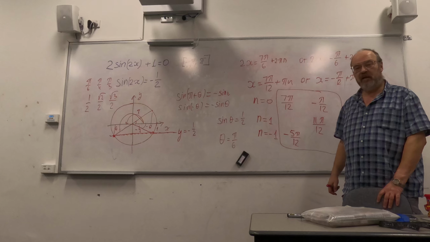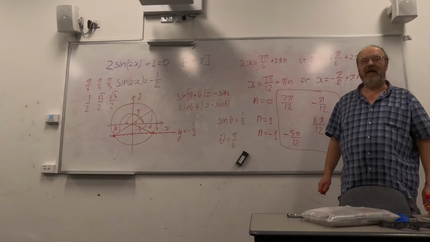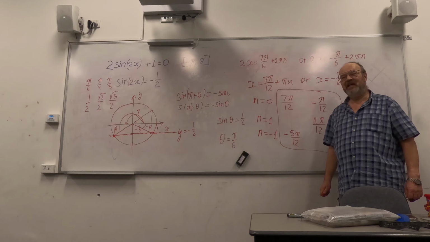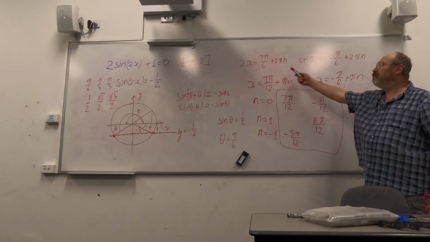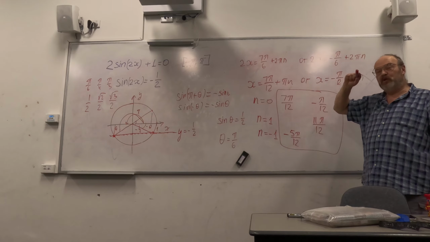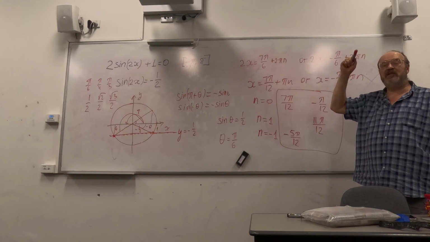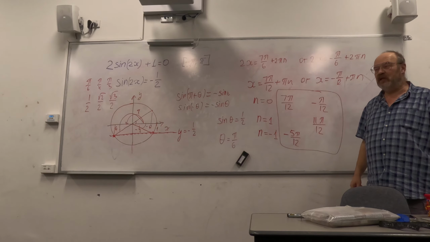Okay, so whenever we solve these trigonometrical equations, we always have to add 2 pi n at the end, because the points are periodic. Every 2 pi, or 360 degrees, we come to the same point. They repeat themselves. Yes, that makes sense.